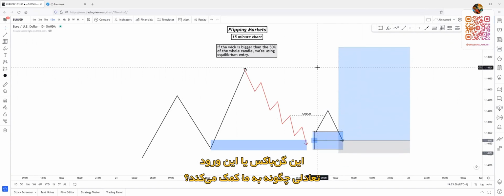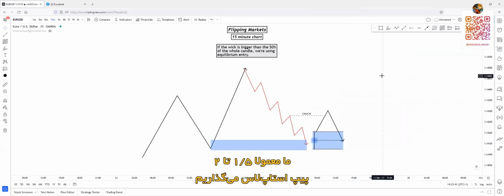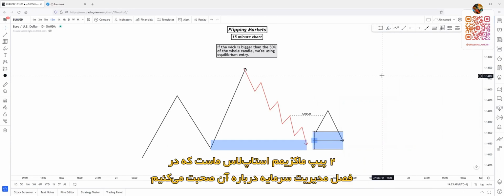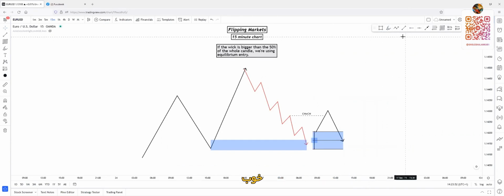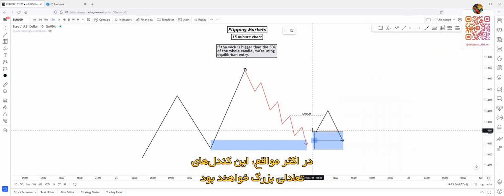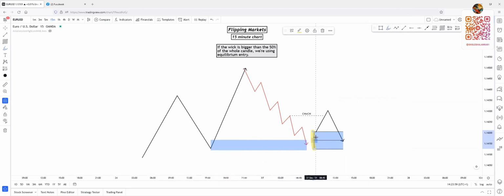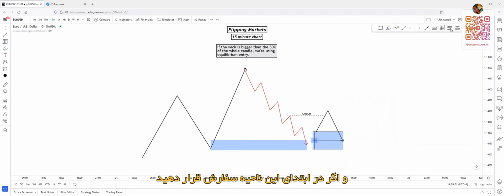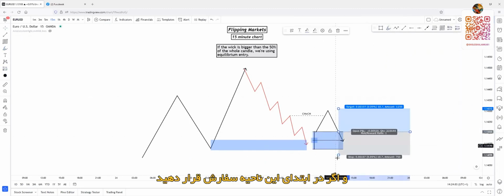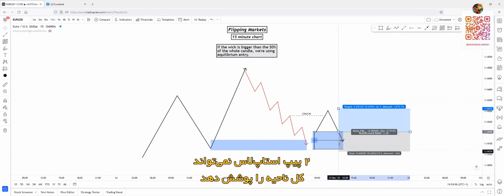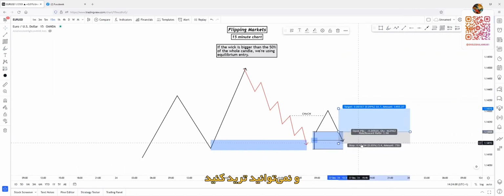How can this Gambax, how can this equilibrium entry actually help us? We usually use a 1.5 pip stop loss to 2 pip stop loss. 2 pip stop loss is our maximum stop loss, but we will talk about this in the money management unit. Okay, so in most cases, these equilibrium candles will be huge. So if you set a limit order on the beginning of this zone, the 2 pip stop loss won't cover the whole zone, so you can't enter a trade.